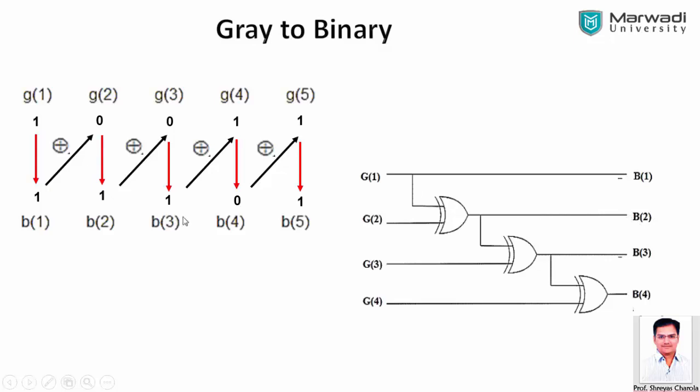Let's suppose I want B3, what will it be? It is nothing but the XORing of B2 and G3. So it's B2 and G3, I will get output as B3. It is the same for B4.